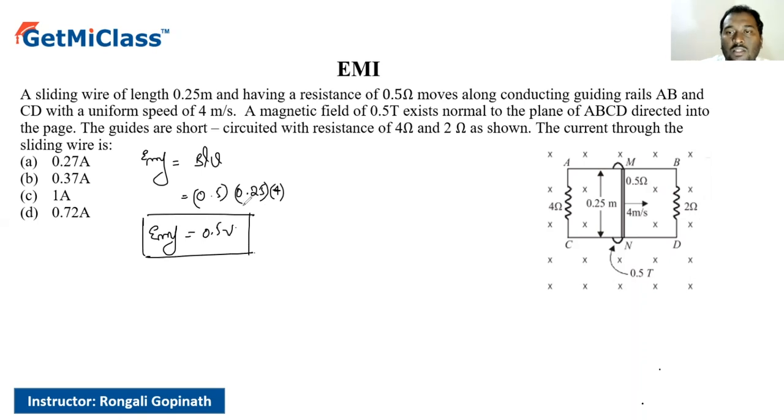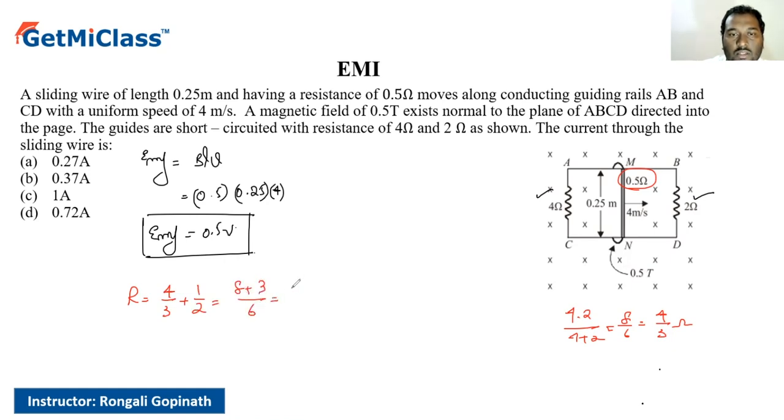Right. What is the net resistance? This 4 ohms and 2 ohms are in parallel. So equivalent will be 4 into 2 by 4 plus 2, which is 8 by 6 or 4 by 3 ohms, which is in series with 0.5 ohms. So our total is 4 by 3 plus 1 by 2, which is 8 plus 3 by 6, which is 11 by 6 ohms. And this is the EMF.